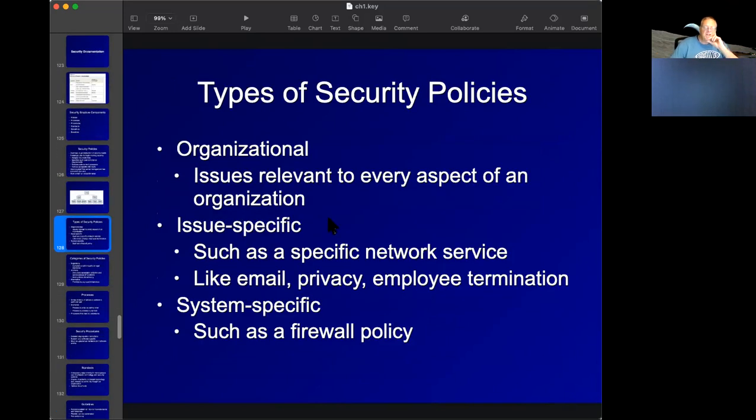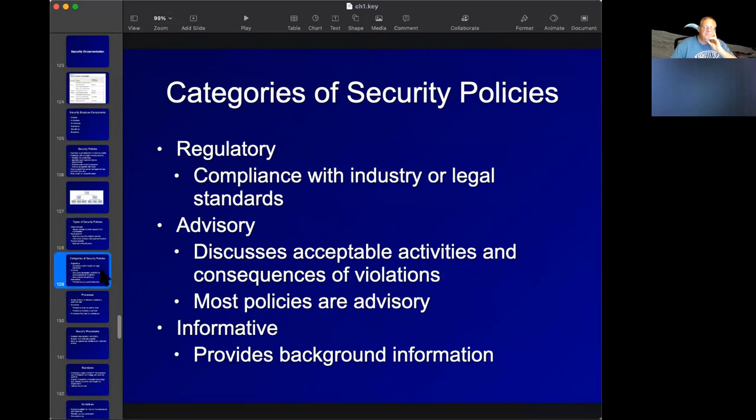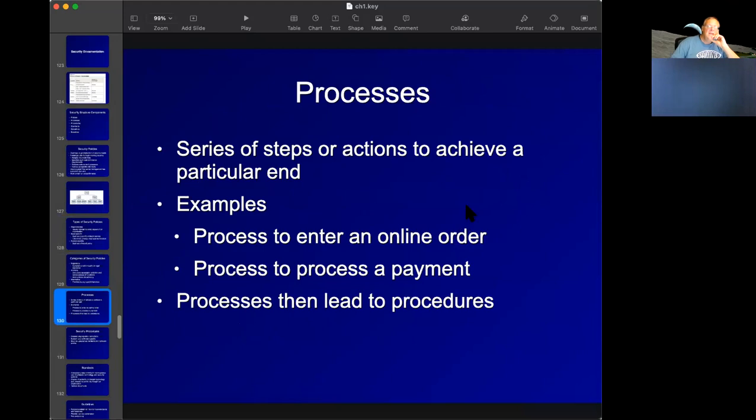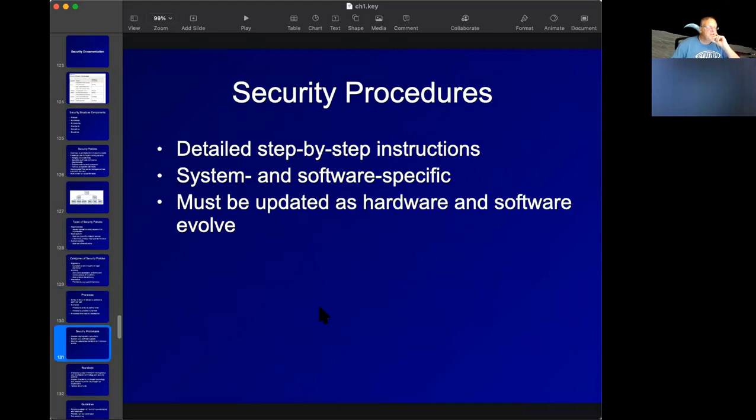So organizational policies, issue specific, like just email, just employee termination, and so on, tied to systems like firewalls. And you've got regulatory policies, which will be how you're going to meet requirements from industry or legal standards, advisory policies, and informative policies. So you have processes that step how you're going to do things. Then these lead to procedures. The procedures are detailed step-by-step instructions of how you're going to do things.